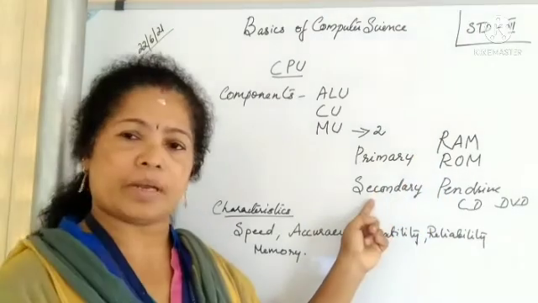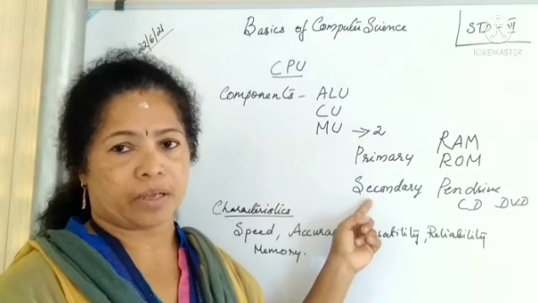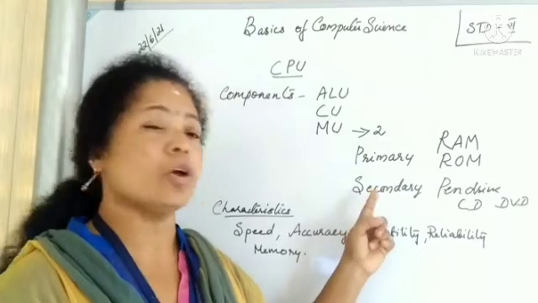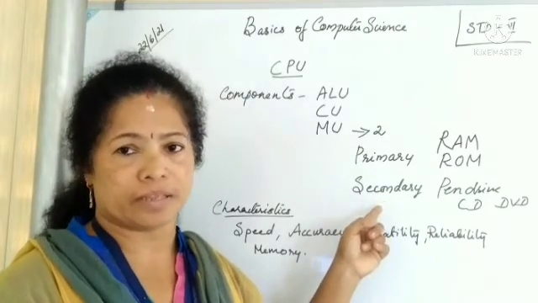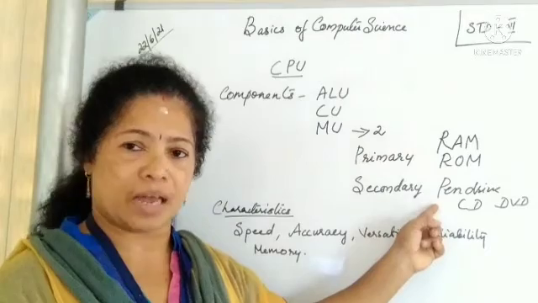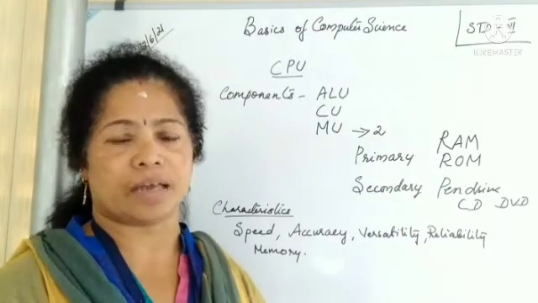Then secondary memory. Secondary memory is also called external memory. We store the data and instructions for future use in this memory. Okay, for example, pen drive, then CD, DVD, hard disk, etc.